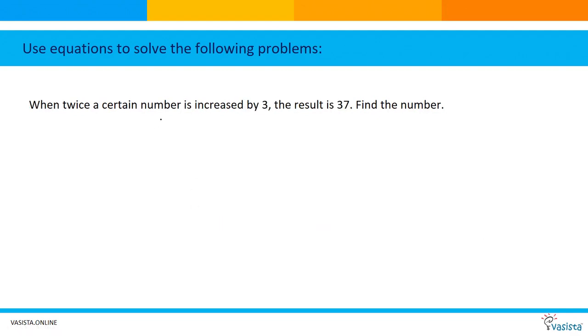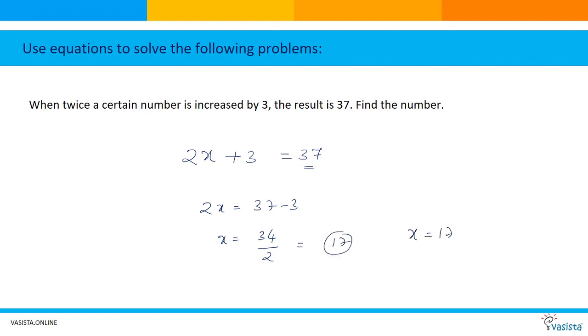Right. Let us finally take this. When twice a certain number x, 2x is increased by 3, plus 3, the result is 37. Find the number. Right. So 2x is equal to 37 minus 3. Don't do it stepwise in examination. Only for the explanation purpose I am showing you this. So 2x is equal to 37 minus 3 is 34. That divided by 2 is going to be 17. So x is equal to 17 here.